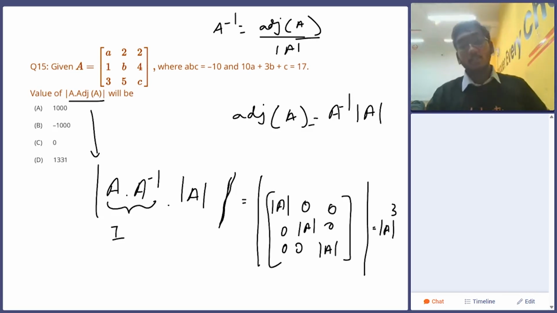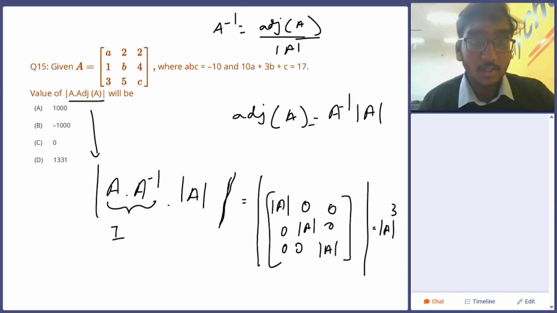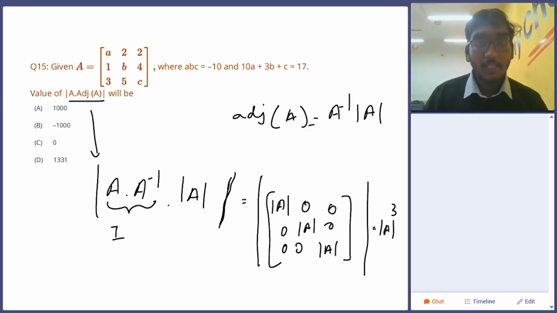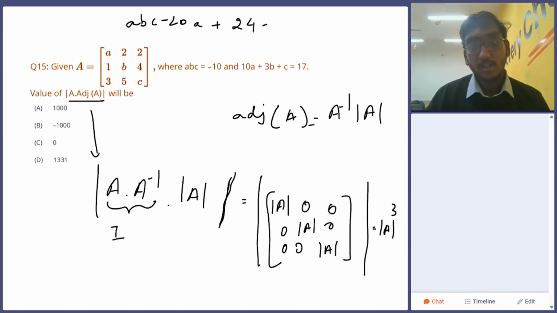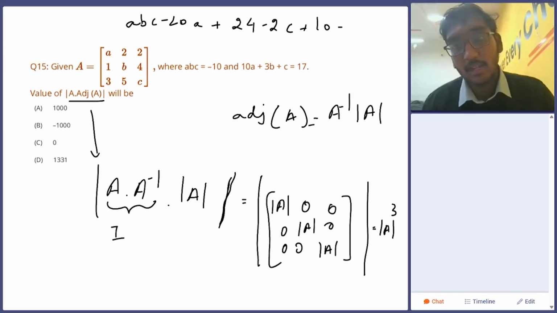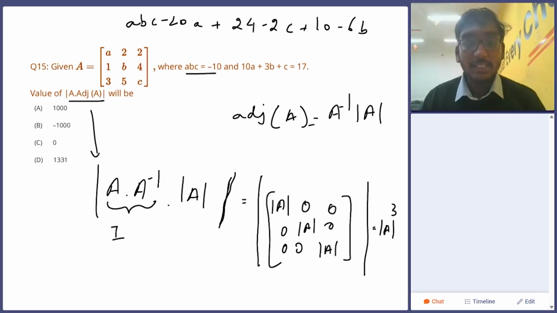But for that we should know what determinant A is first. To expand it, what will be the value of determinant A? I'll do it here. It will be ABC minus 20A, plus 2 into 12, 24 minus 2C, plus 10 minus 6B. And the ABC is already given to be negative 10. You can cancel it with this positive 10.